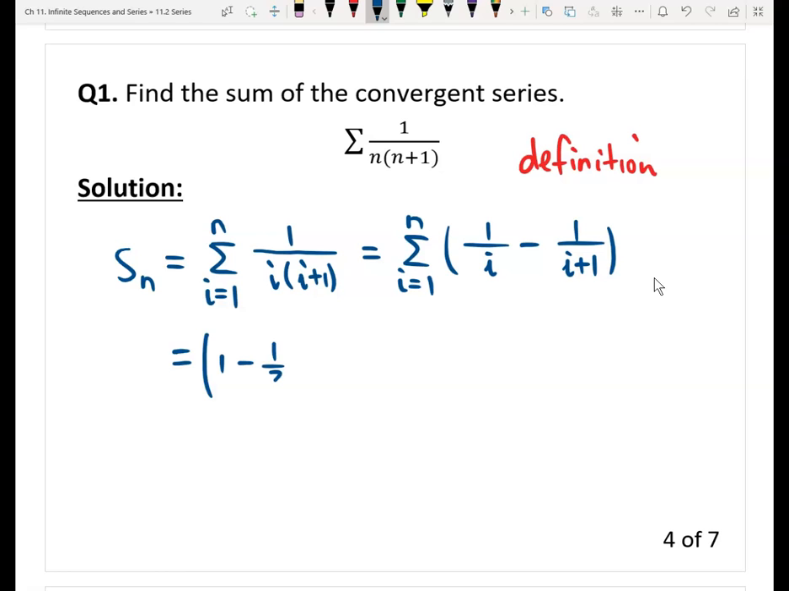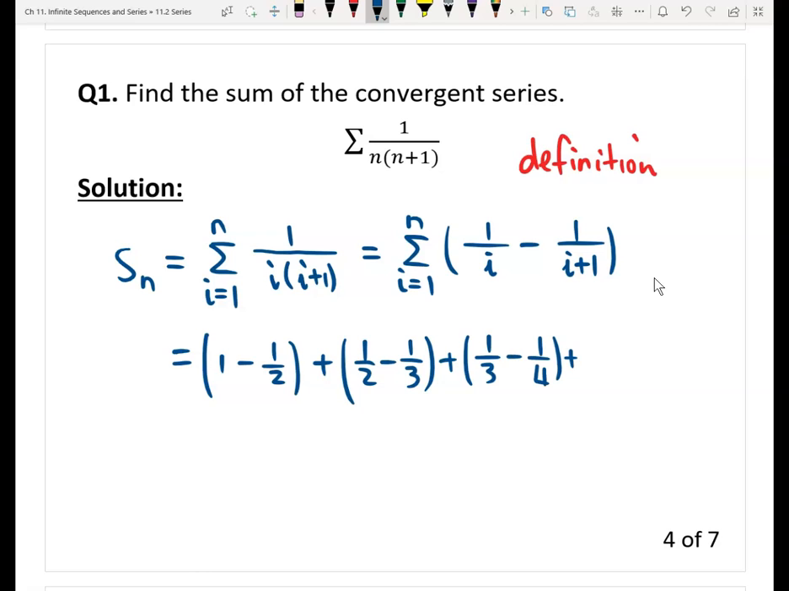Minus 1 half. This is the first term. Let me look at the second term. I equals 2, which is 1 over 2, right? And then minus 1 over 3 now. Let's look at the third, one more term, okay? 1 over 3 minus 1 over 4.